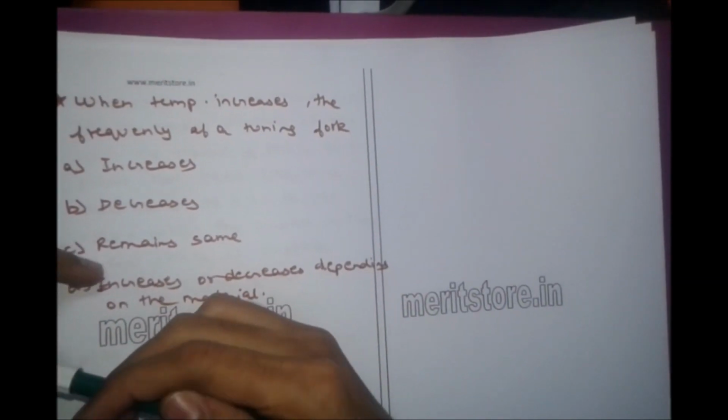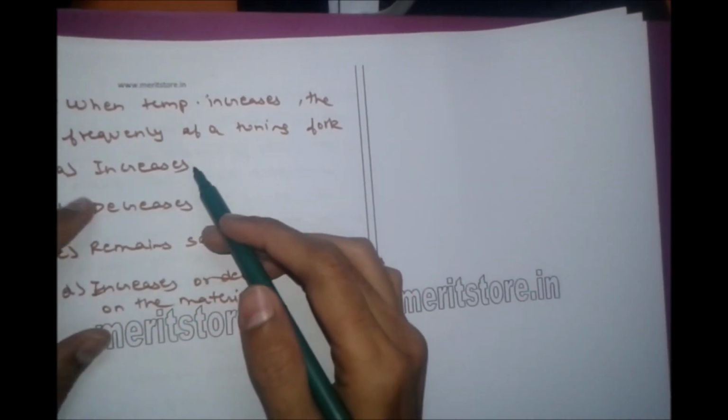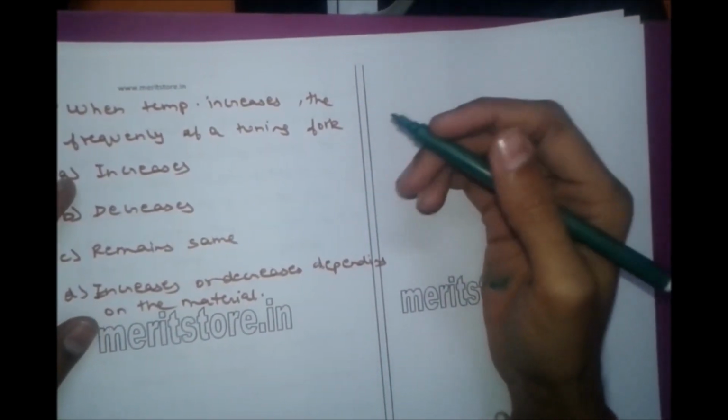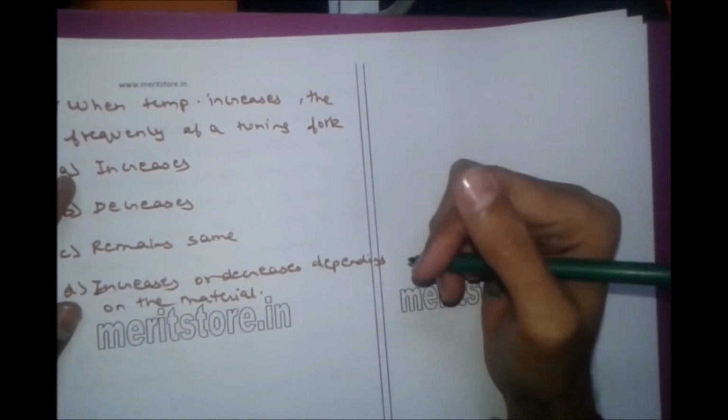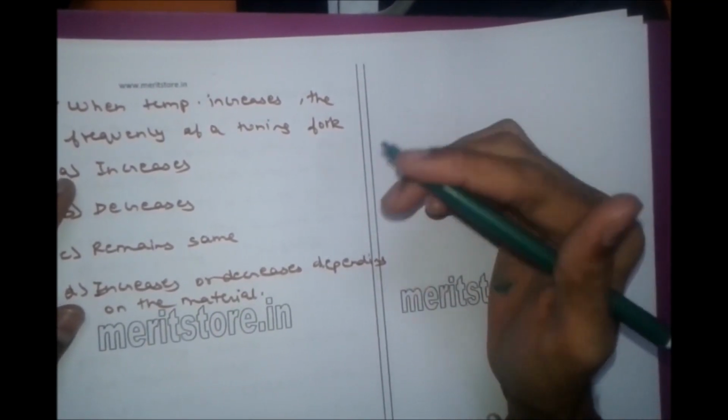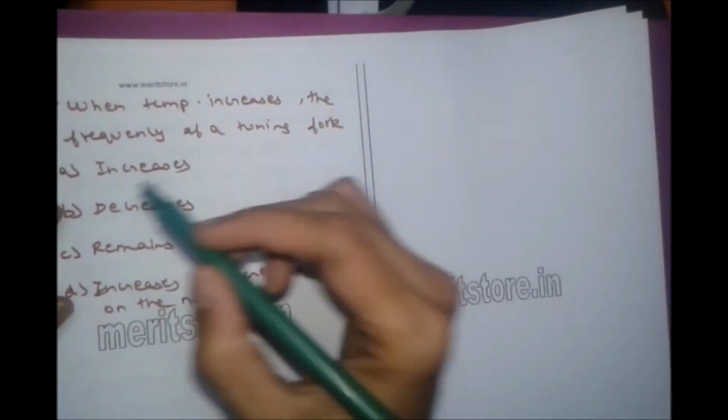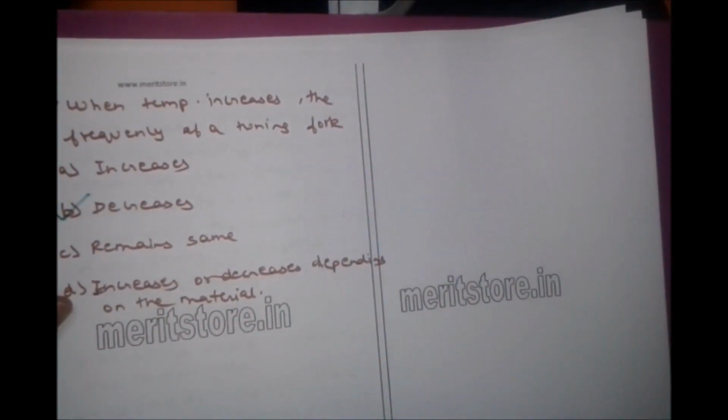Next question, when the temperature increases, the frequency of a tuning fork. When the temperature rises, the frequency of the tuning fork decreases. That is because the elastic properties are modified when the temperature is changed. So basically there is a decrease in the frequency of the tuning fork. The correct option is B.